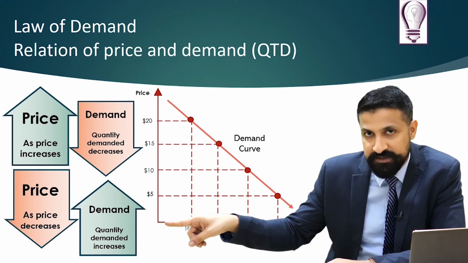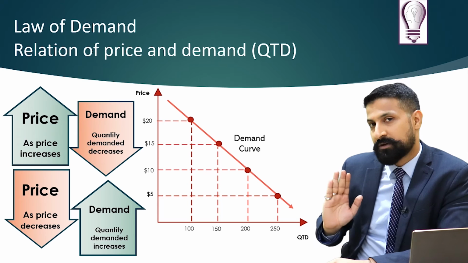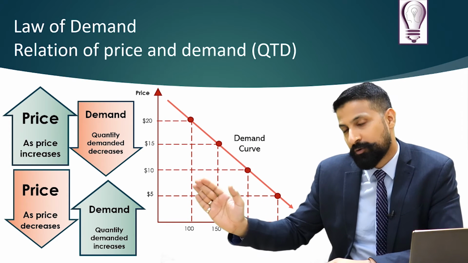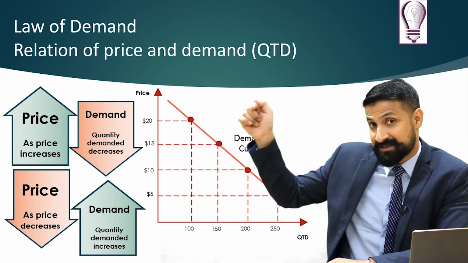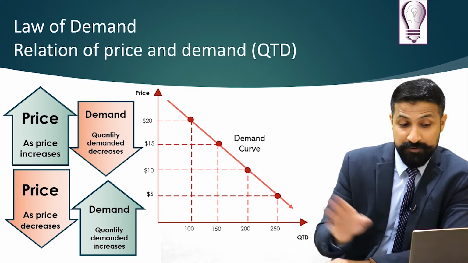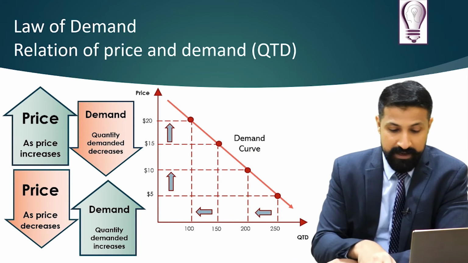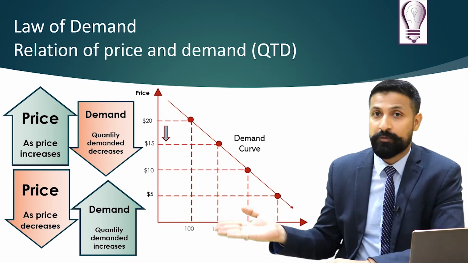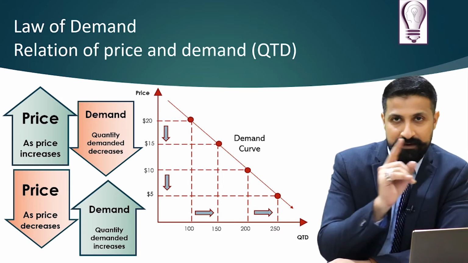Origin is the point which is O point. If the price is moving away from the origin, quantity demanded will move toward the origin. If the price is moving towards the origin, that means it's decreasing, the quantity demanded will move away from the origin, which you see here. Price is going up, quantity demanded is moving there, and price is coming down, the quantity demanded is moving on the left side. Are you getting my point?